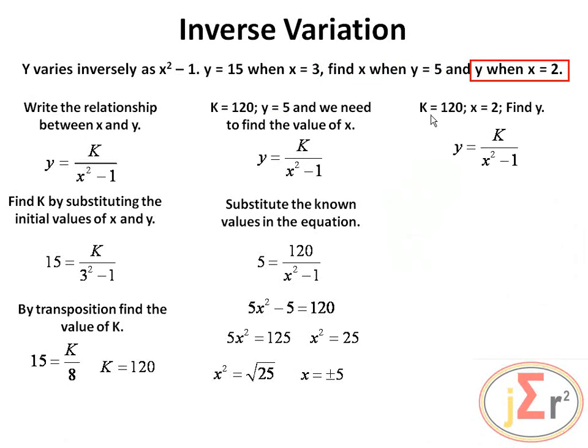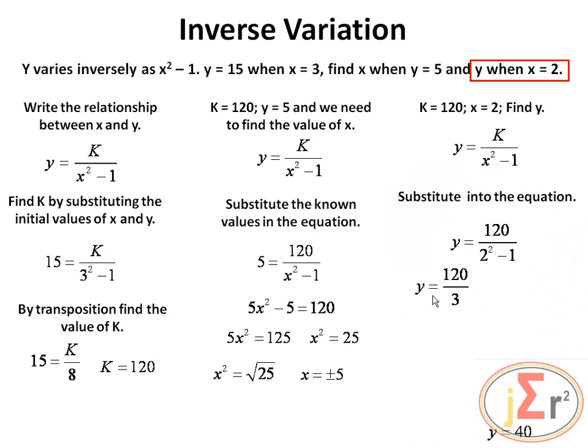So k is equal to 120 and x is equal to 2. We are going to find y when x is equal to 2. Substitute into the equation. So y is equal to 120 over 2 squared minus 1. Y is equal to 40. No problem.